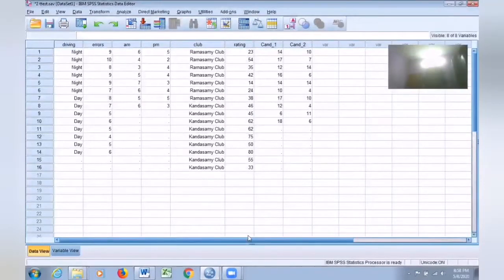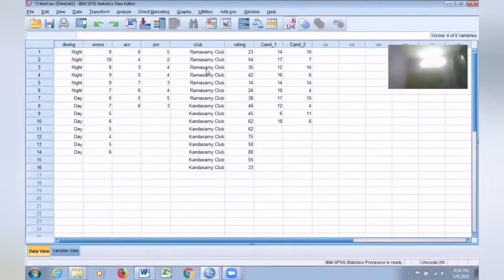So we got the ratings, ordinal data, from the respondents, and club is nominal data and rating is ordinal data. So the data is not numeric, so you can go for a non-parametric test. Here, the nominal data, the independent variable called club, has only two levels, Ramasamy Club and Kandasamy Club. So when the independent variable has only two levels and the dependent variable is ordinal, then instead of the independent sample t-test, you can conduct the Mann-Whitney U test.